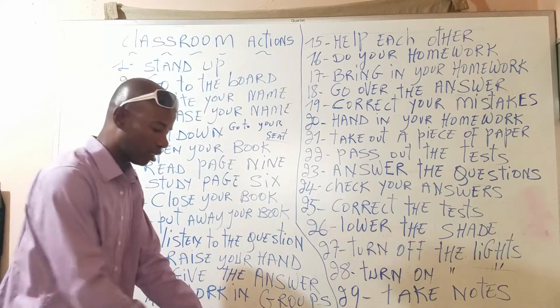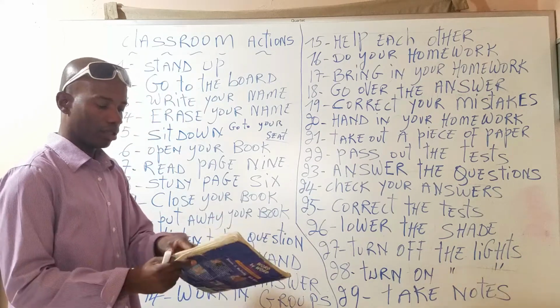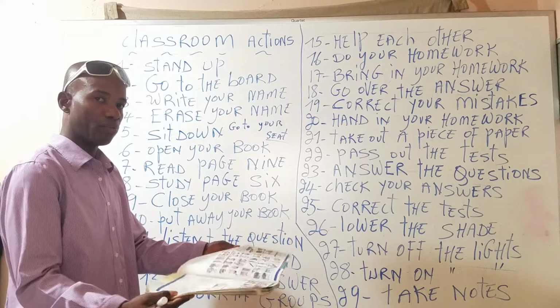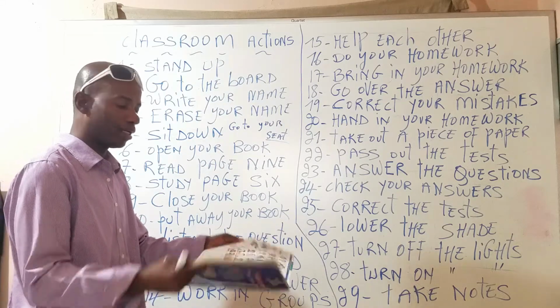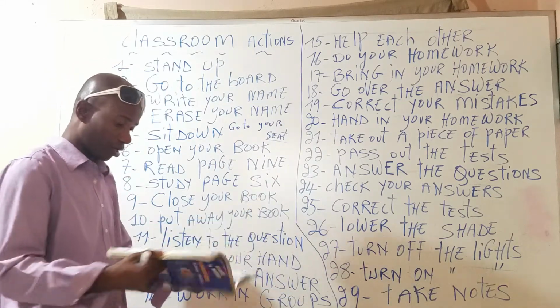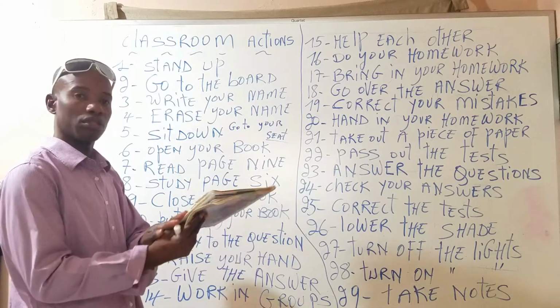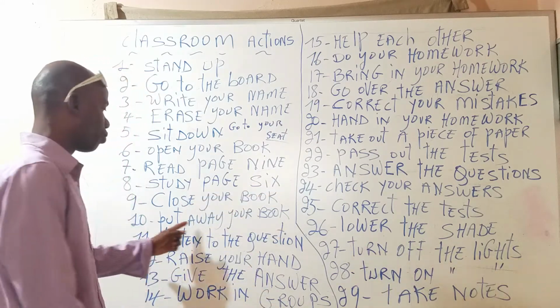Close your book. I told you already. Open. This is closed. This is open. Close. Open. I open the book. I am opening my book now. You see? Close it. I close. That's easy.